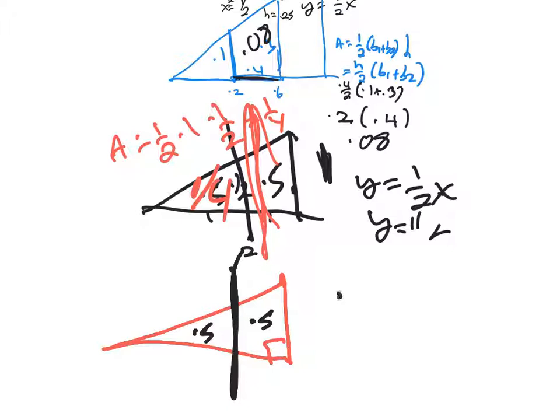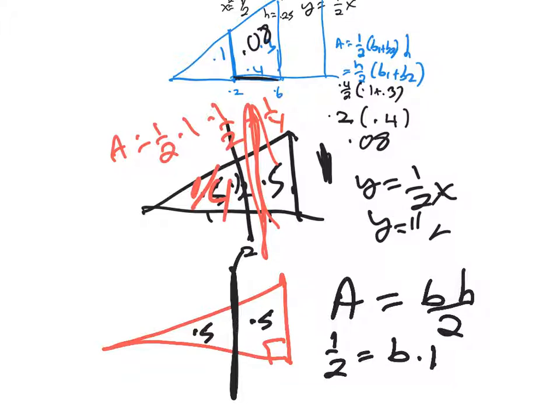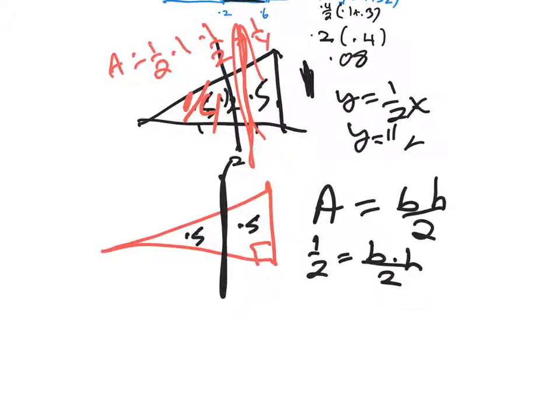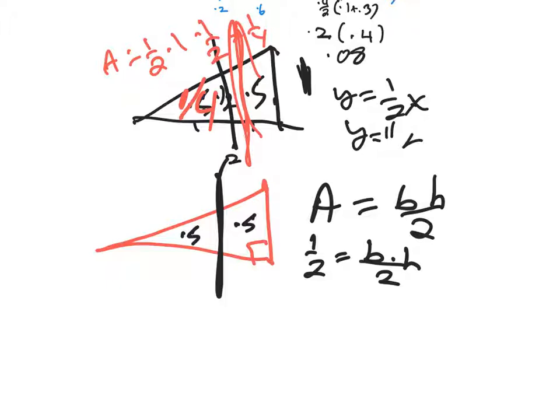If I was a betting man, I would start talking about the area of my triangle: base times height divided by 2. And I know for a fact the area has to be what, of this small triangle? A half. 1/2 has to equal base times height divided by 2. Well, I can get rid of that divide by 2, can't I? Because I can multiply both sides by 2. So 1 has to equal base times height.